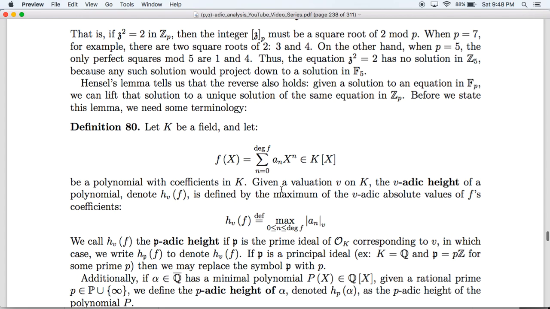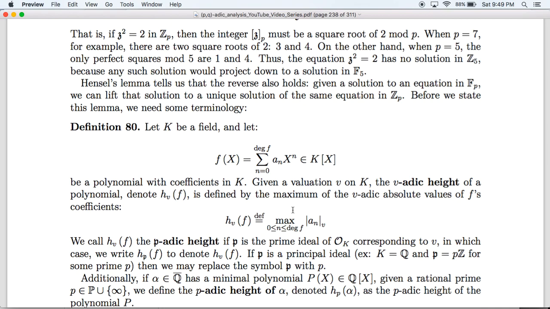So let K be a field and let f be a polynomial with coefficients in K. Given a valuation v on K, the v-adic height of a polynomial, which I denote H_v of f, is the maximum of the v-adic absolute values of f's coefficients. And this is actually the canonical way of taking a valuation on a number field or global field and extending it to a valuation on the field of rational functions with coefficients in your given field.